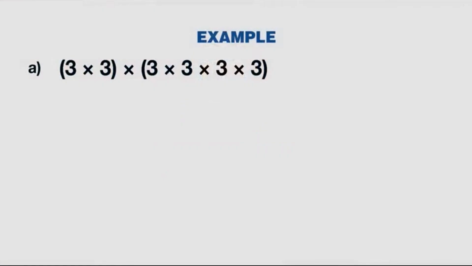So let's look at the following products. Now, anytime you have to multiply a long row of repeated factors, like the ones we are going to see, we can write them in index form, and then we can add their exponents. So let's look at these. The first example says 3 times 3 in one bracket times 3 times 3 times 3 times 3 in a second bracket.